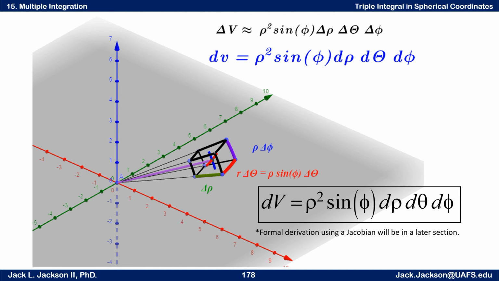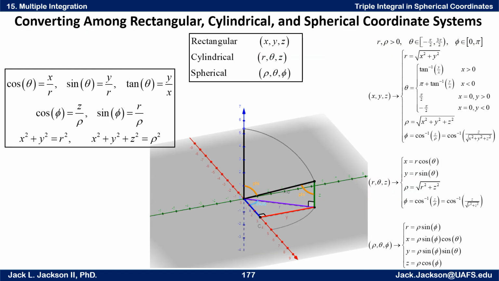Now we need to figure out what we have to do for the differential dV. Now remember, we can use those formulas back here on this page to convert the formulas for the integrand, and we can use those to convert the formulas for the limits on our integrals, among the different systems, converting among them. But we also have to keep track of how we convert that dV. For example, we knew that dV was dx dy dz in rectangular, but it was r dr d theta dz in cylindrical. So what is it going to turn out to be in spherical?